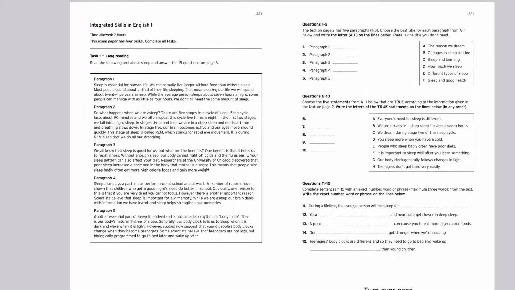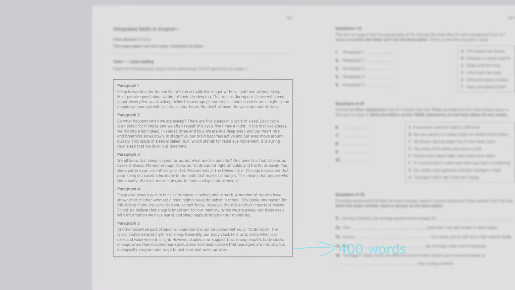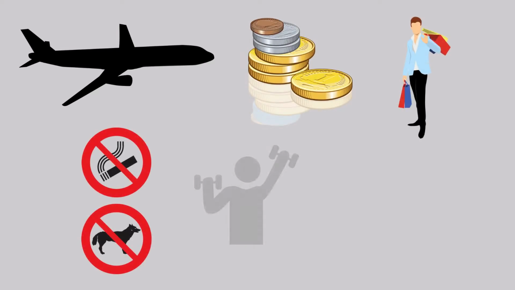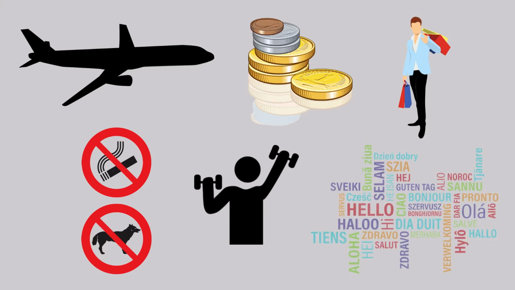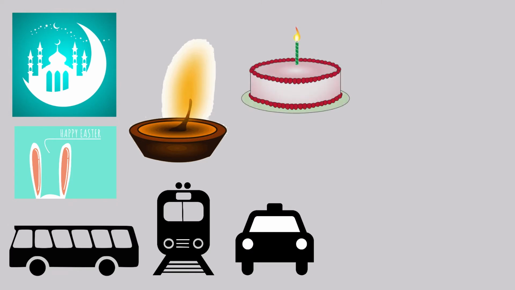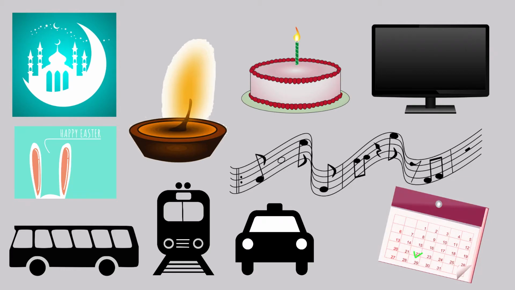You read a text. It's about 400 words long. It will be about one of these subjects: travel, money, fashion, rules and regulations, health and fitness, learning a foreign language, festivals, means of transport, special occasions, entertainment, music, and recent personal experiences.